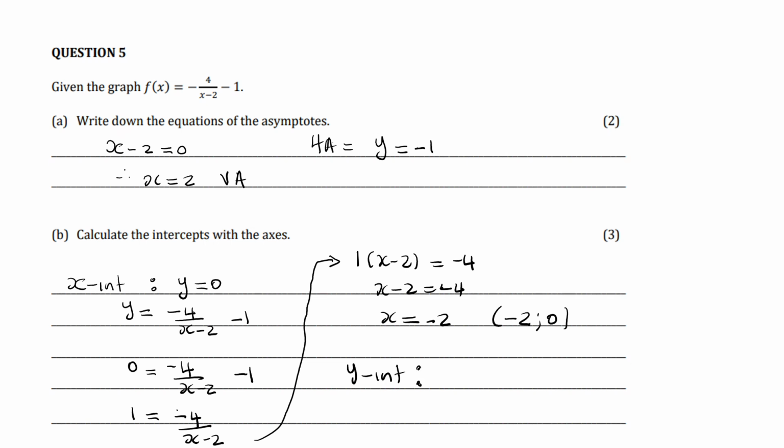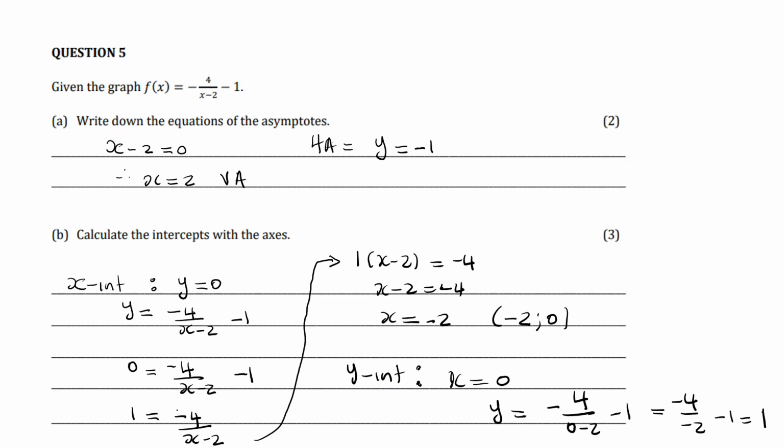y-intercept. How do we find the y-intercept? We need to equate x to 0. Where there's x on the original equation, we just have to substitute 0. We let x be 0, and y will be equal to minus 4 over 0 minus 2, minus 1. Punch this on the calculator. This is like saying minus 4 over minus 2, minus 1. This is just equal to 1.